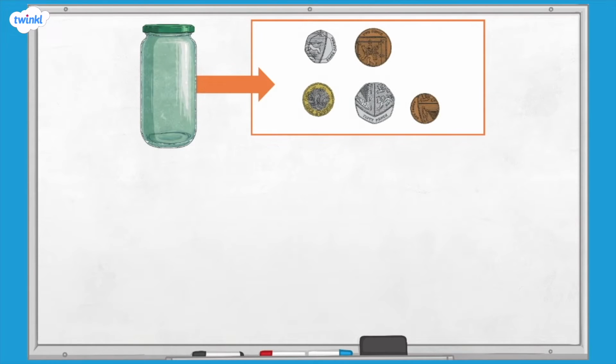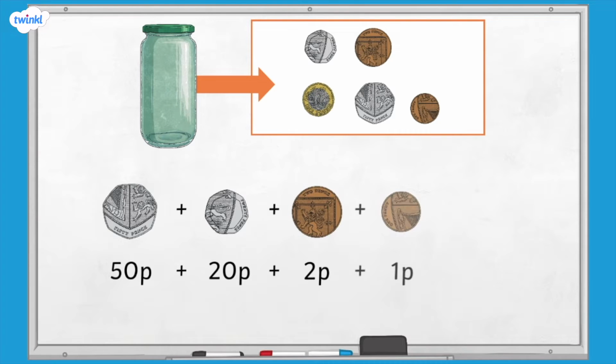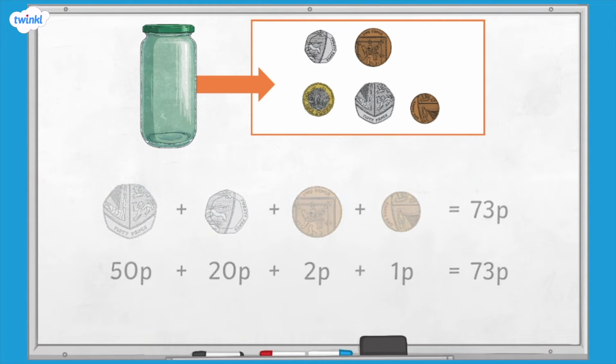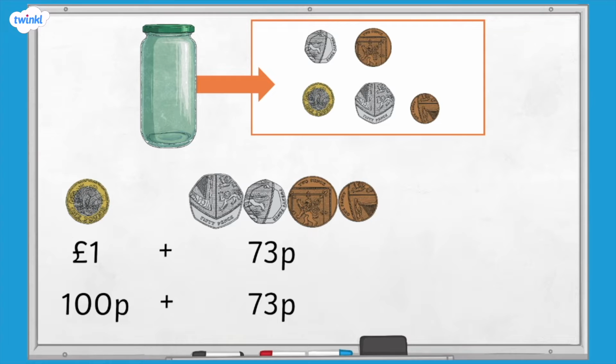Here we have a savings jar with some money inside. We can sort the coins into pounds and pence. By adding the pence coins together, we can see that we have 73 pence because 50 pence plus 20 pence plus 2 pence plus 1 pence is equal to 73 pence. We also have a £1 coin. To find the total of the money in the savings jar, we can add the £1 coin and the 73 pence together. So in the savings jar, we have £1 and 73 pence, which is the same as 173 pence.